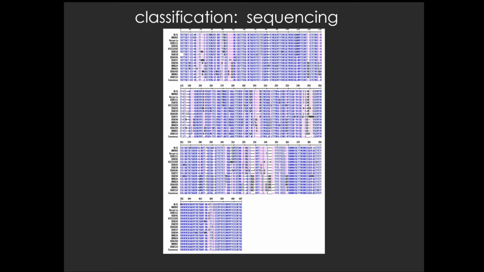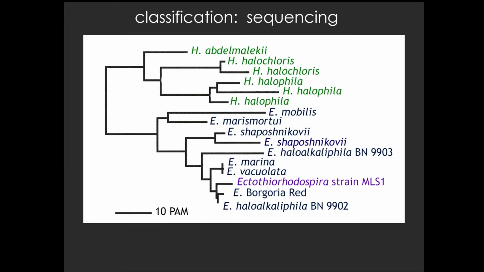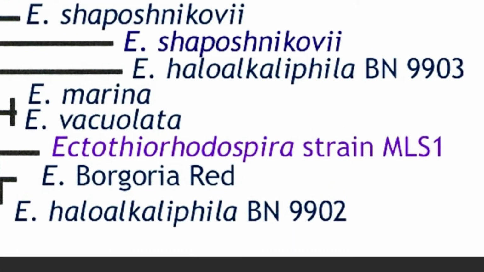Thankfully, technology comes to the rescue again. You hit a button and you ask the computer, and the computer makes for you a phylogenetic tree, which again shows you all of these similarities in pictorial form. So you can very quickly see that this strain MLS1 is very similar to this Borgoria red and Haloalkalophylla and Vacuolata and E. marina that all belong, not surprisingly, to the same genus, Ectothiorhodospira, that this organism was placed into.